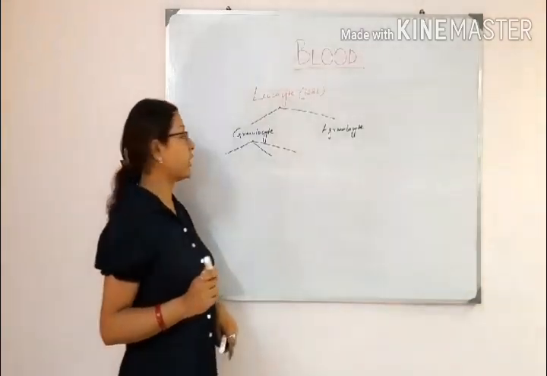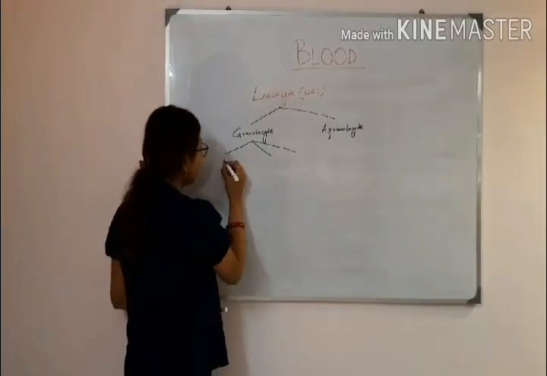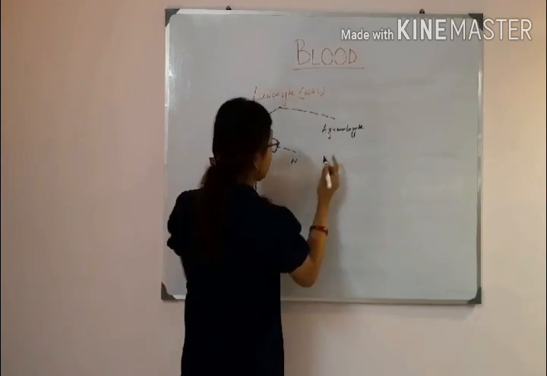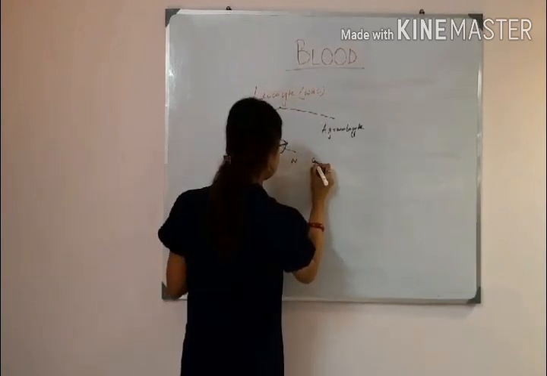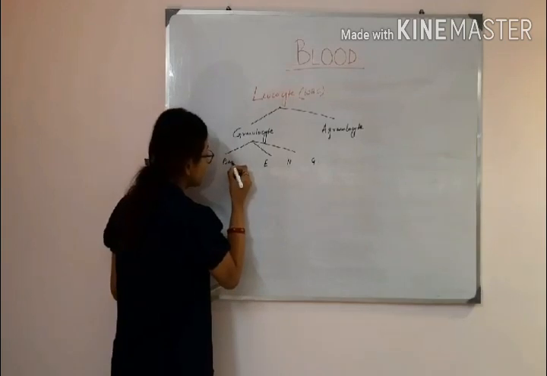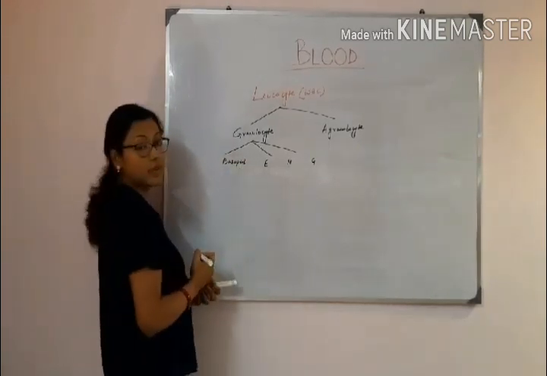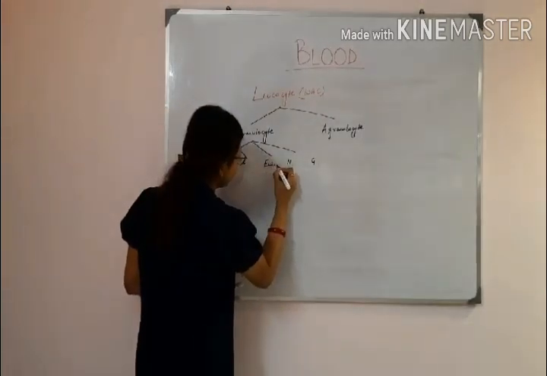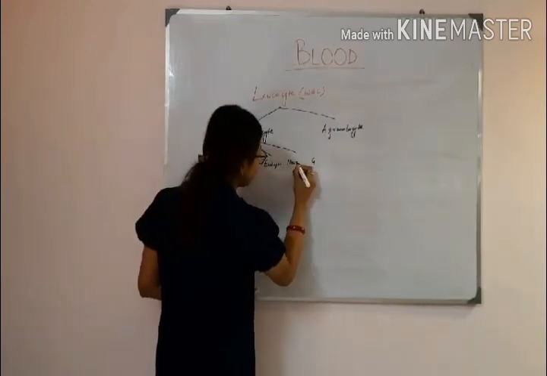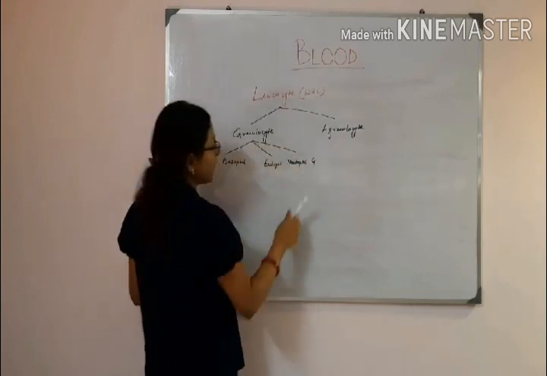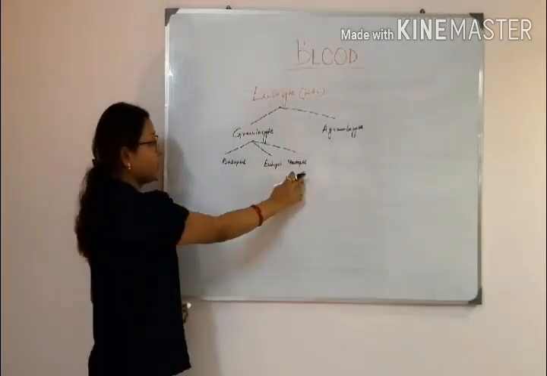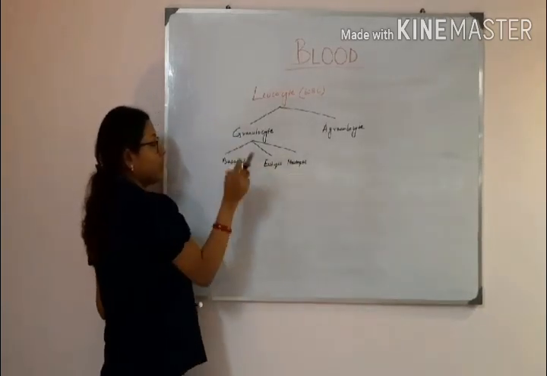Here we will learn a mnemonic. Remember this one, BENG. B stands for basophil. E stands for eosinophil. And N stands for neutrophil. And G stands for granulocyte. So basophil, eosinophil and neutrophil. BEN and G for granulocyte.